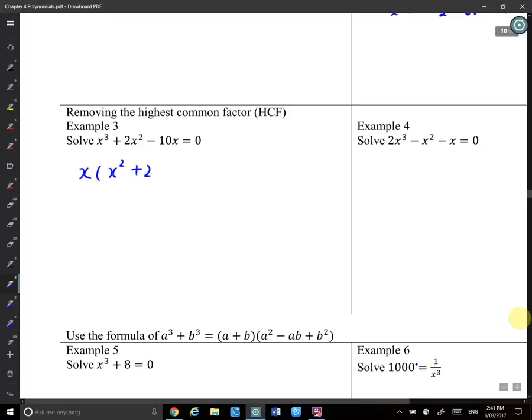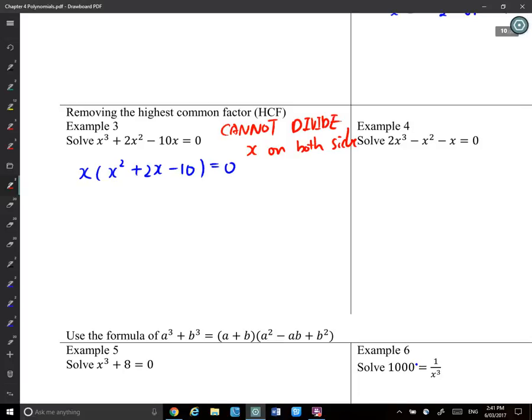So I have x squared plus 2x minus 10 equals 0. But remember, you cannot divide x on both sides. Write it here: cannot divide x on both sides. If you divide x on both sides, you lose one answer. It's a cubic. If you divide by x, it becomes a quadratic, and you can only solve out 2 solutions. But actually, there should be 3 solutions, including x equals 0. Why can't you divide by x? Because you don't know whether x can be equal to 0 or not. If x is 0, then the whole thing is 0, and x equals 0 is a solution.